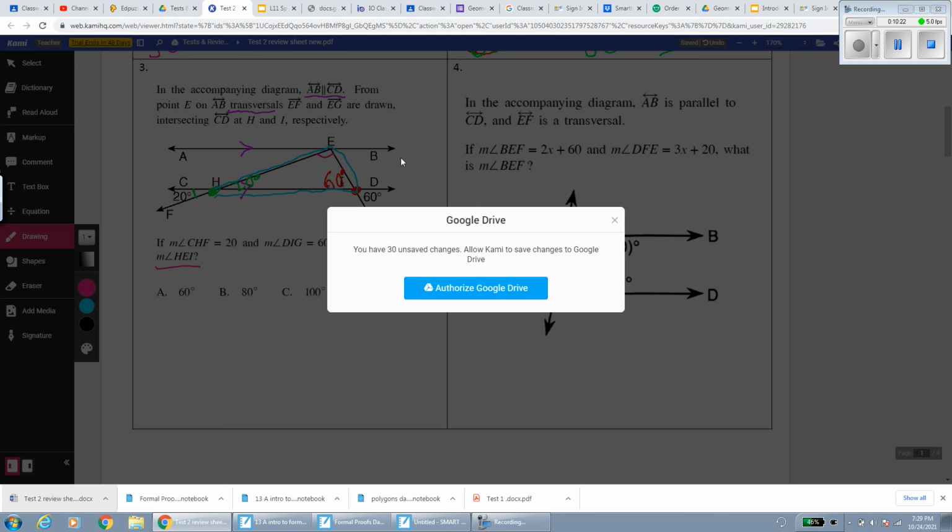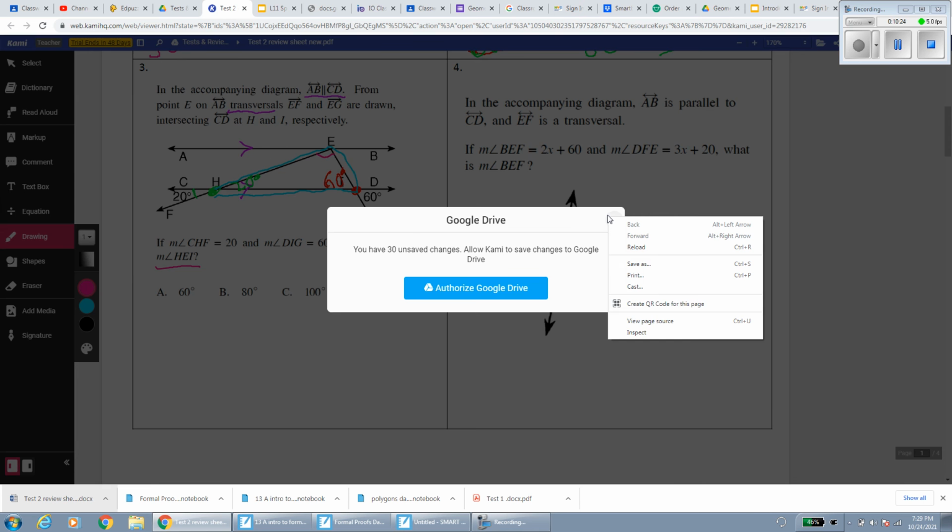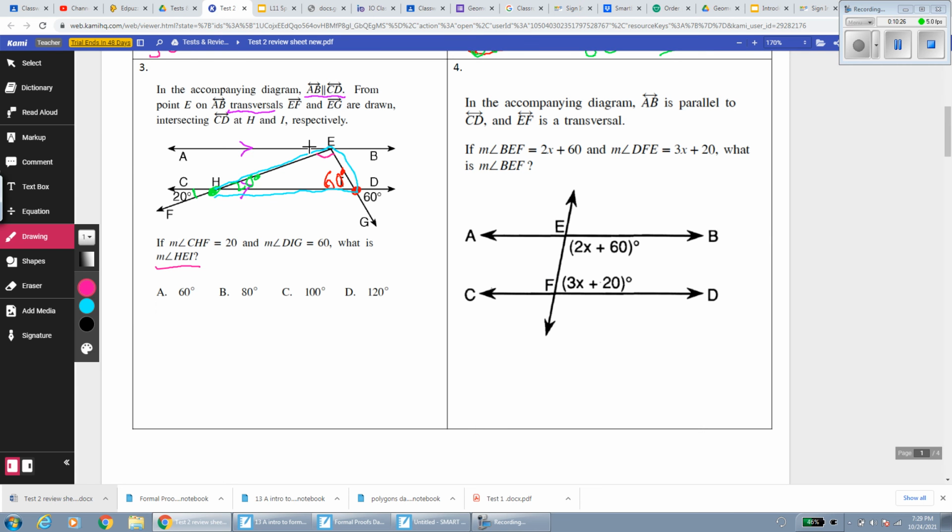So 60 plus 20 is 80. Subtract that from 180 and we should get 100 degrees as the last angle. So I see here that that's answer choice C.